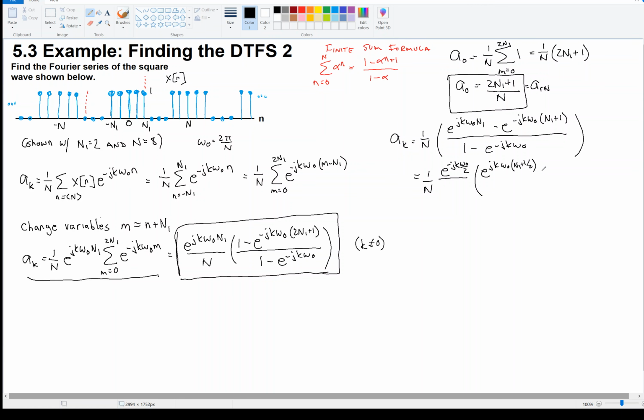Okay, now let's check. Why is that? Well, let's distribute it back in and see what happens. So here I've got e to the jk omega 0 n1, okay? Then I've got e to the jk omega 0 1/2. And so when I distribute this in, I've got negative that, and so they cancel and they make what I started with up here. Minus, so that looks good, e to the minus jk omega 0 n1 plus 1/2.